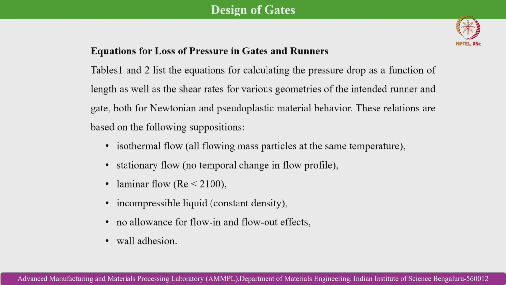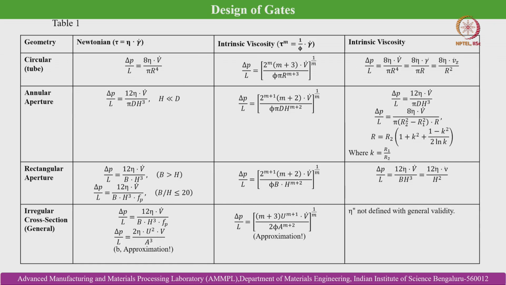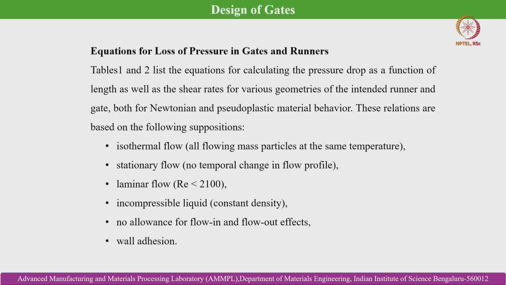So, then equation for loss of pressure in gates and runners. Here in this table the expressions are given. These are the equations for calculating the pressure drop as a function of length as well as the shear rates for various geometries of the runner and gate, both for Newtonian and pseudoplastic material behavior. These relations are based on the following suppositions. So, the assumptions are isothermal flow.